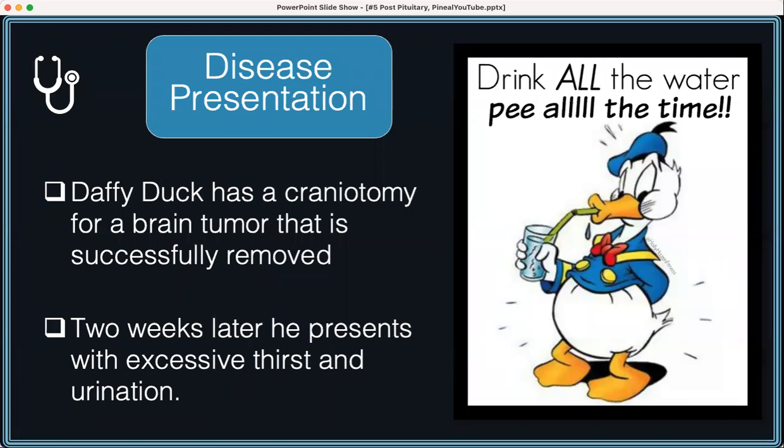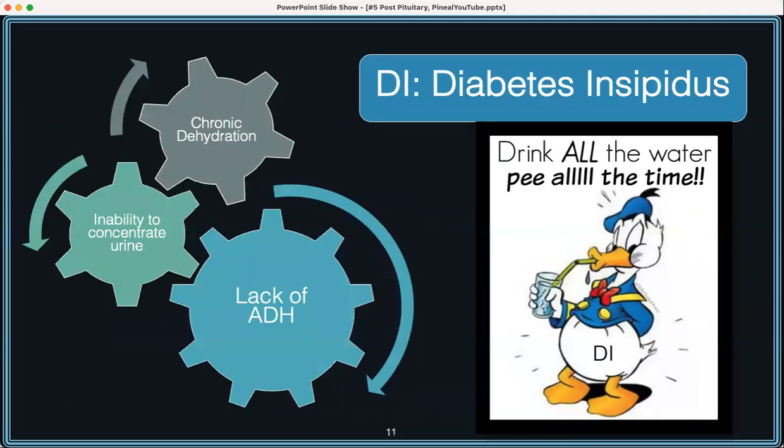Let's go on to a disease presentation. Daffy Duck has a craniotomy for a brain tumor that was successfully removed. Two weeks later, he presents with excessive thirst and urination. This disease is called diabetes insipidus. It's a lack of anti-diuretic hormone being released, with inability to concentrate urine, and eventually developing chronic dehydration. DI is the acronym.